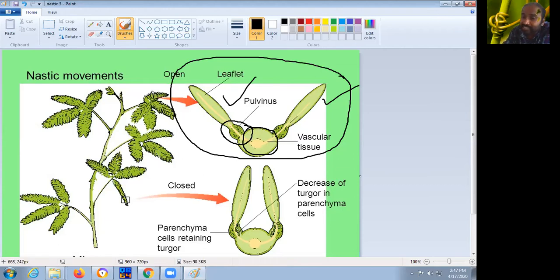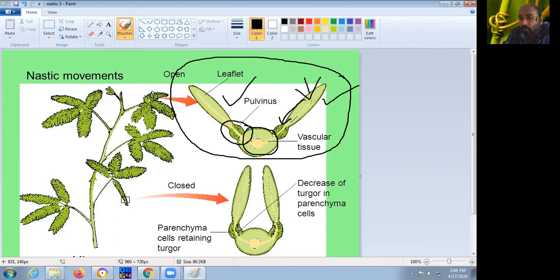Pulvinus is the principal cell there which controls the movement of water. What happens here? Whenever any physical contact happens, for example, if I touch this leaf, what happens? There's some control and coordination happening. A signal is given to the Pulvinus cells. Now we will discuss how that neural signal, or the electrical signal, is sent.